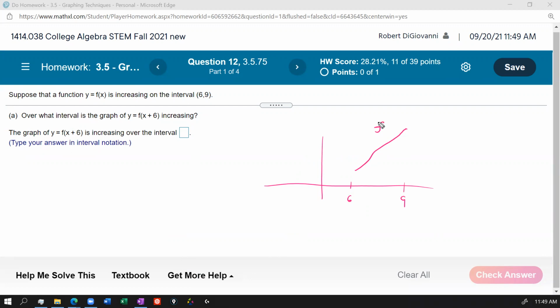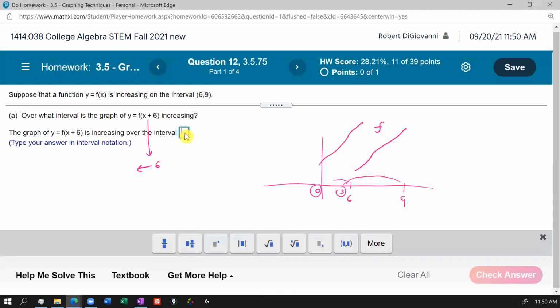Okay, the graph of y equals f of x plus 6 is increasing over one interval. So if we were to take this whole function, add 6 on the inside, that moves it to the left 6. That would move this to 0. It would move this to 3. 6 to the left. So now the function would move over and it would be increasing from 0 to 3, and they want this as an interval. So 0 to 3, not 6.